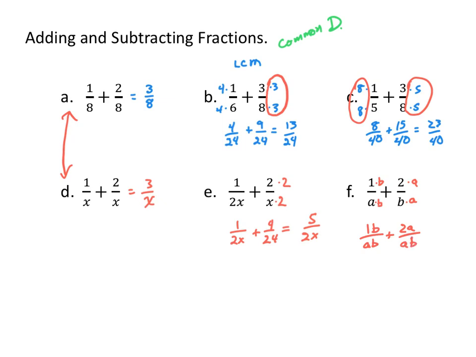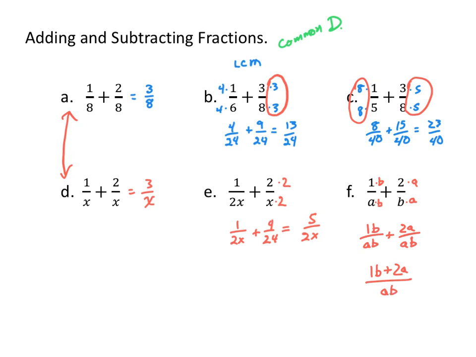BA and AB are the same. Multiplication is commutative. Now we can add those together, but the numerators are not like terms, so we have to leave them separate, but we can write the addition problem. 1b plus 2a over ab.